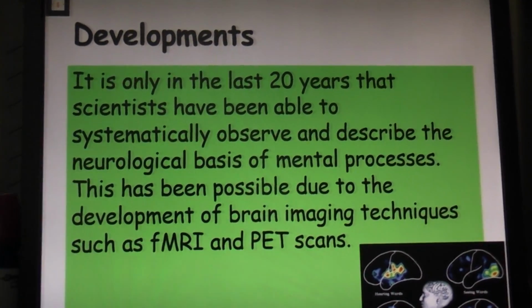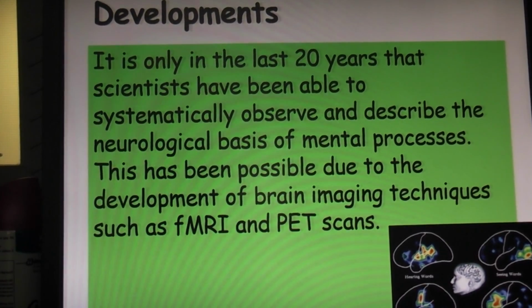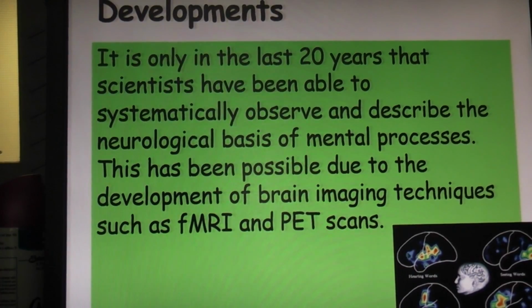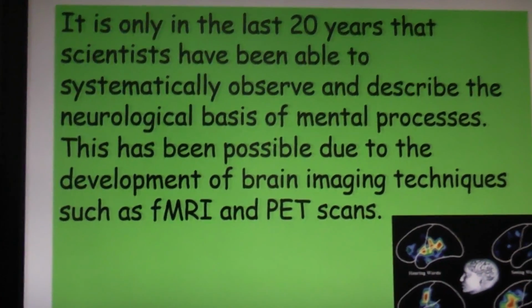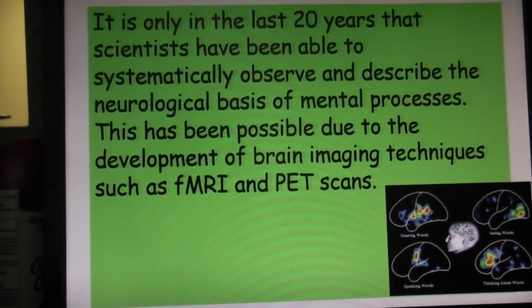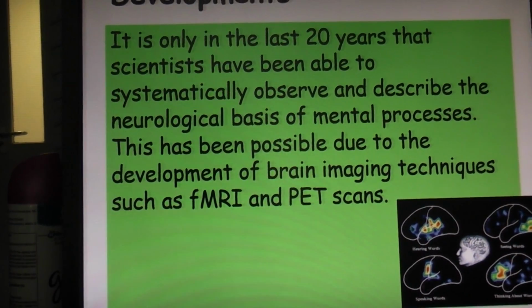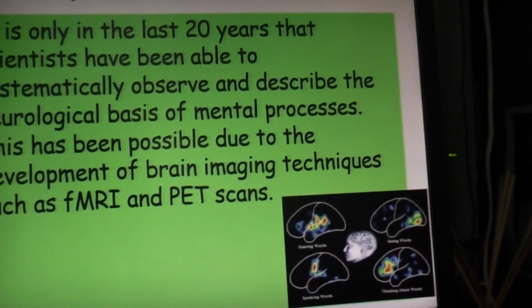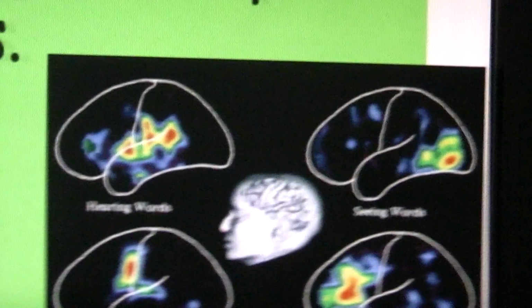So looking at further developments, in the past 20 years, scientists have been able to observe and describe the neurological basis of mental processes. And this has been possible because of certain brain imaging techniques, such as the fMRI scan and PET scans. In second year psychology, you have looked at brain scans. We've not covered too much on PET scans, but you should know that these are ways of being able to look at certain areas in the brain and see which areas in the brain are active.